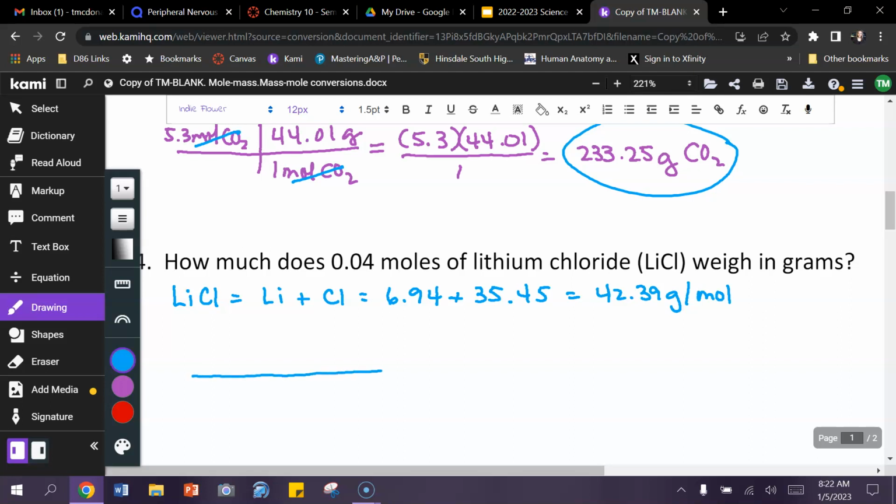Draw your dimensional analysis table. Write what you're given in the problem first: 0.04 moles of LiCl. Denote the units. We're going to put moles on the bottom. And then on top, we write down how much 1 mole of lithium chloride weighs: 42.39 grams.